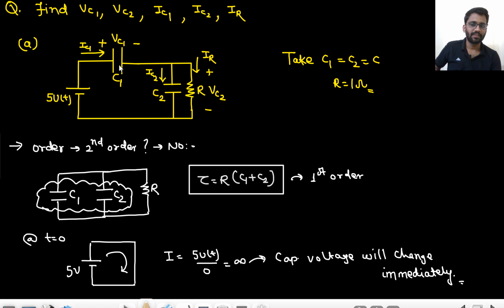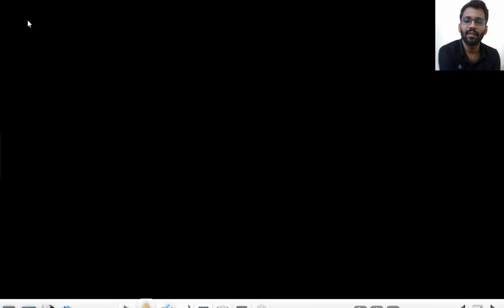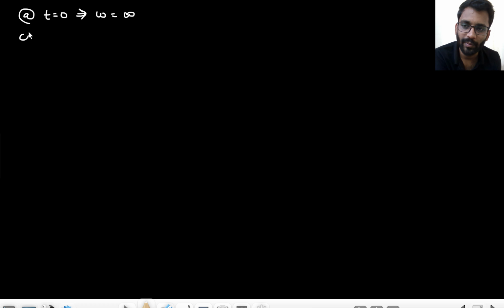At t equals to 0, this C1 will be C1, and the parallel combination of R and C2 will be replaced with C2 only, right? At t equals to 0, the frequency constant is infinity. So what will be the circuit at t equals to 0? This 5 volt is there.